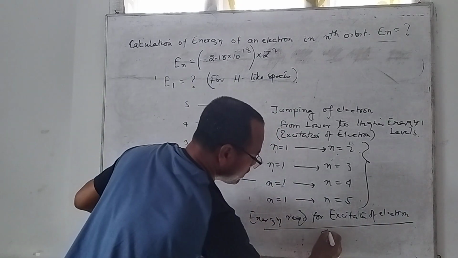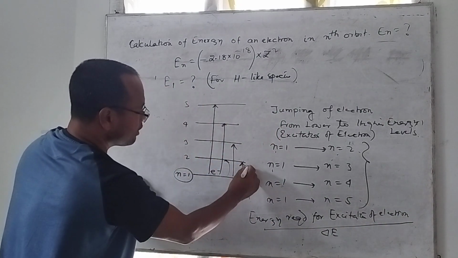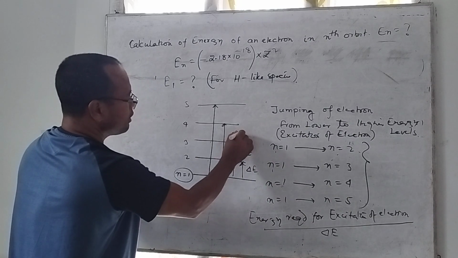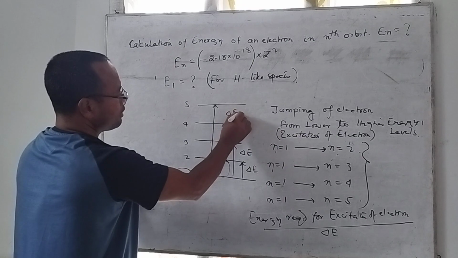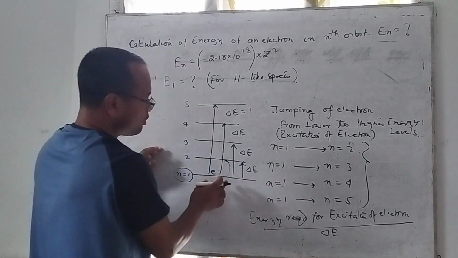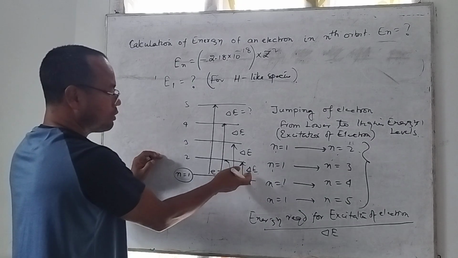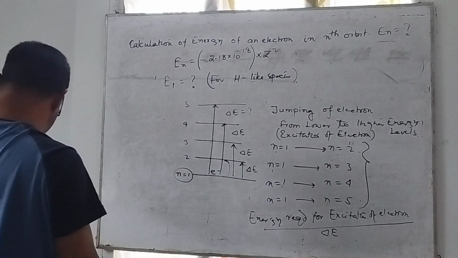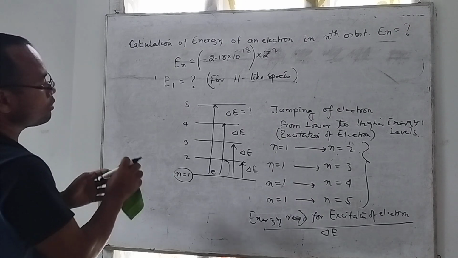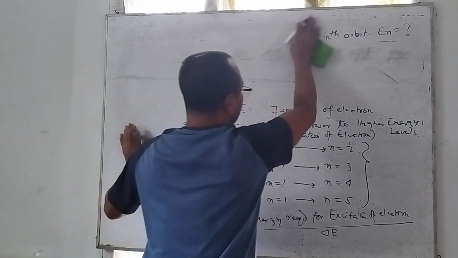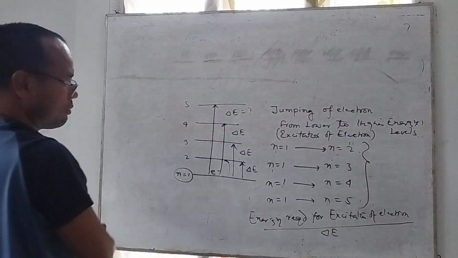So we can calculate it. I write it as delta E. How much is delta E? We can calculate it, right? This is what we call the energy required for the excitation from n is equal to 1 to n is equal to 2, n is equal to 1 to n is equal to 3, n is equal to 4, like this, right? So how do we calculate this energy required for the excitation of the electron?